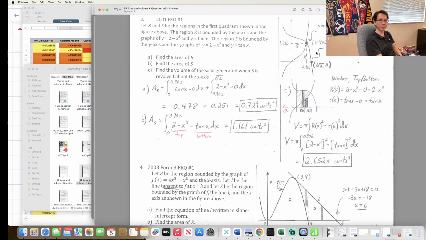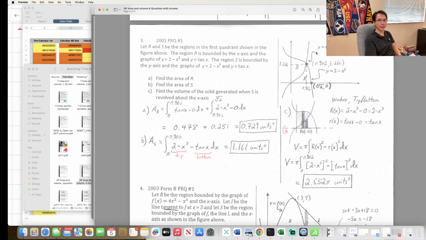This is the first one. I'm gonna show you the first one. First one, you have to find intersections. It's 0.902. And you had to find the x-intercept because you had to go all the way to the end.